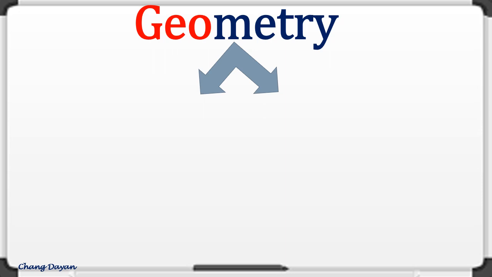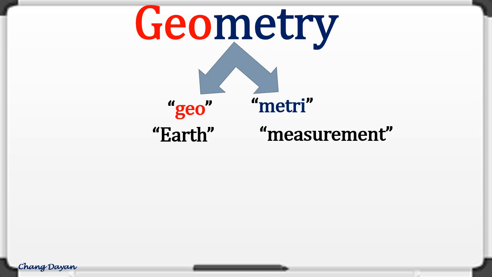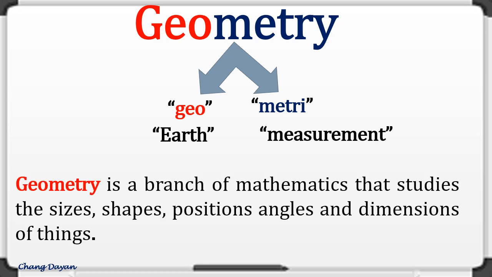Geometry comes from two Greek words, that is geo, which means earth, and metri, which means measurement. Simply, geometry means earth measurement. Geometry is a branch of mathematics that studies the sizes, shapes, positions, angles, and dimensions of things.